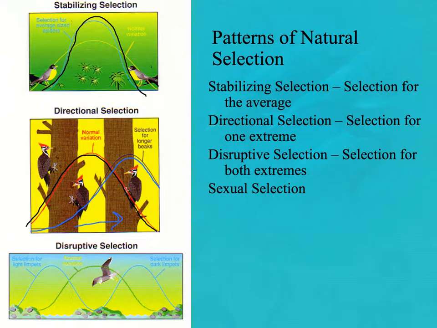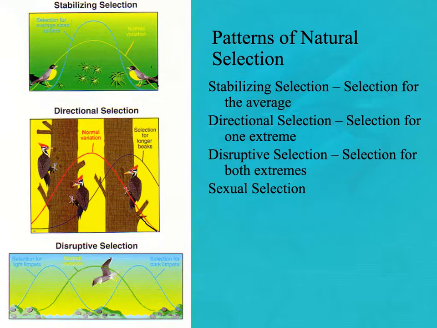Now, it doesn't necessarily have to be big beaks. It could be small beaks. For example, a smaller beak might enable the bird to fly faster, and that enables it to pick up prey much easier. That would be directional in favor of small. So it isn't always just big. It's one direction or the other. It doesn't have to be necessarily bigger is better or faster is better.